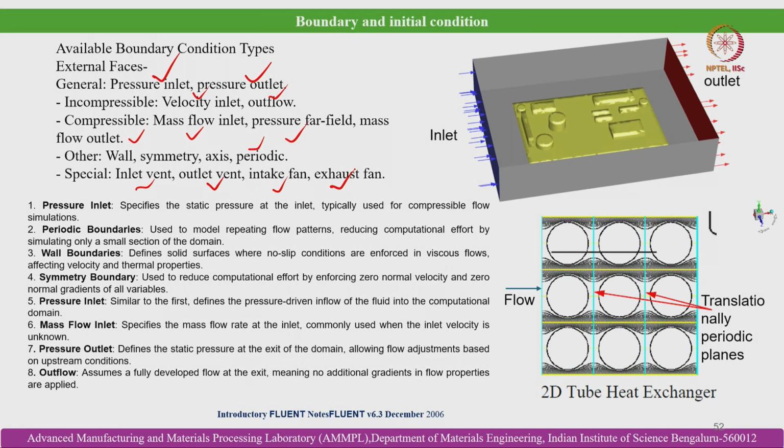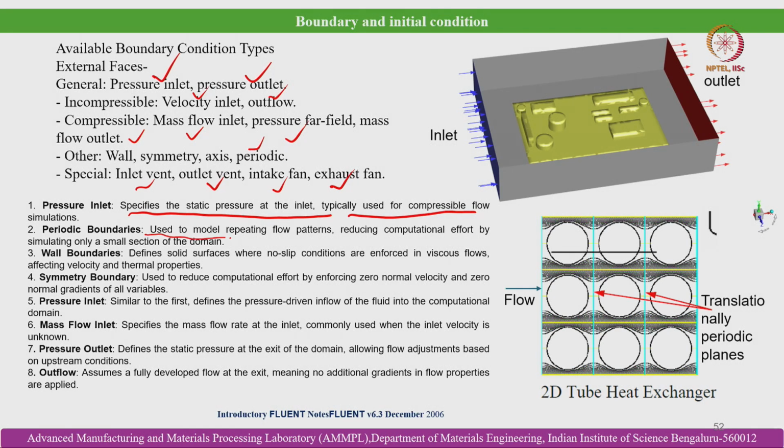So let us start with the pressure inlet. The pressure inlet boundary condition specifies the static pressure at the inlet, typically used for compressible flow simulations. Number 2 is periodic boundaries, which is often used to depict that the model has a repeating flow pattern, reducing computational effort by simulating only a small section of the domain.